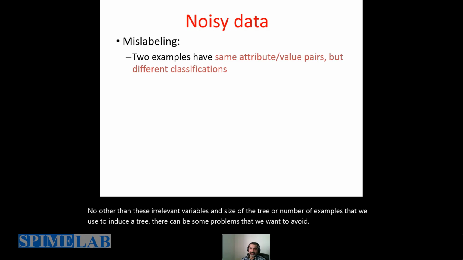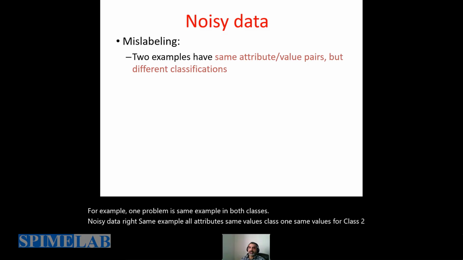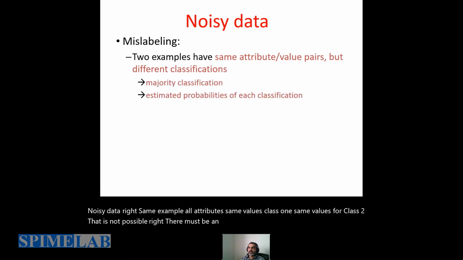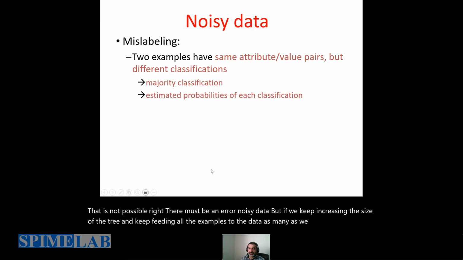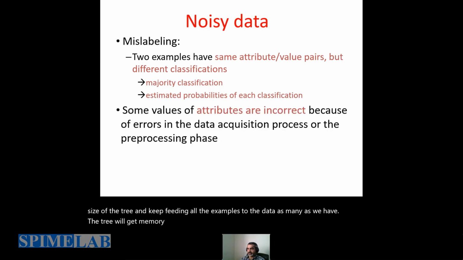For example, one problem is the same example in both classes. Noisy data, right? Same example, all attributes the same values, class 1, same values for class 2. That is not possible, right? That must be an error, noisy data. But if we keep increasing the size of the tree and keep feeding all the examples to the data, as many as we have, the tree will get overfit to those examples and produce erroneous results in future.